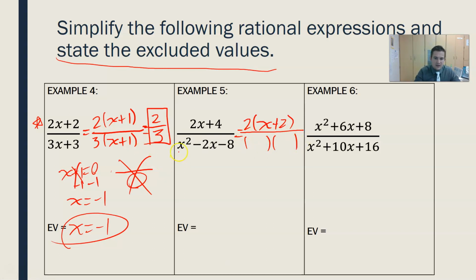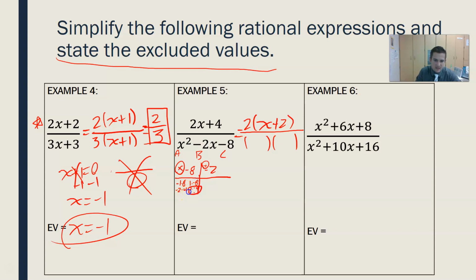So note here, A, B, and C, I need to find 2 numbers that multiply to make negative 8 and add up to negative 2. Well, what are two numbers that multiply to negative 8 and add up to negative 2? Well, I have negative 1 times 8, negative 2 times 4. I have 1 times negative 8, 2 times negative 4.